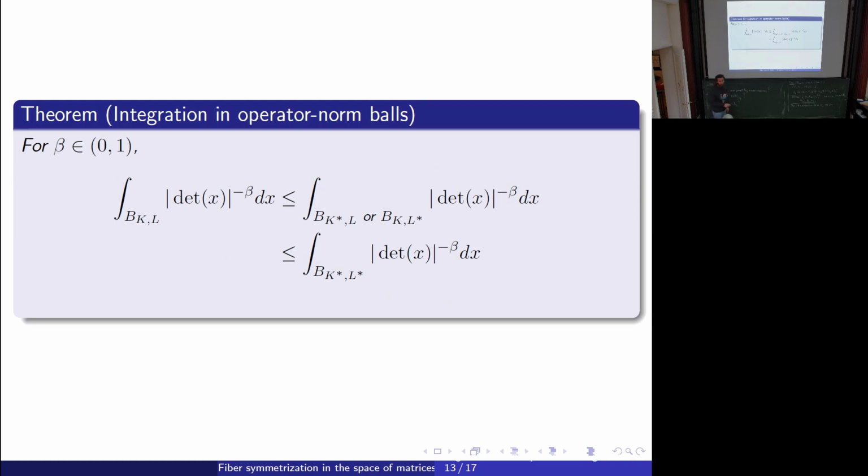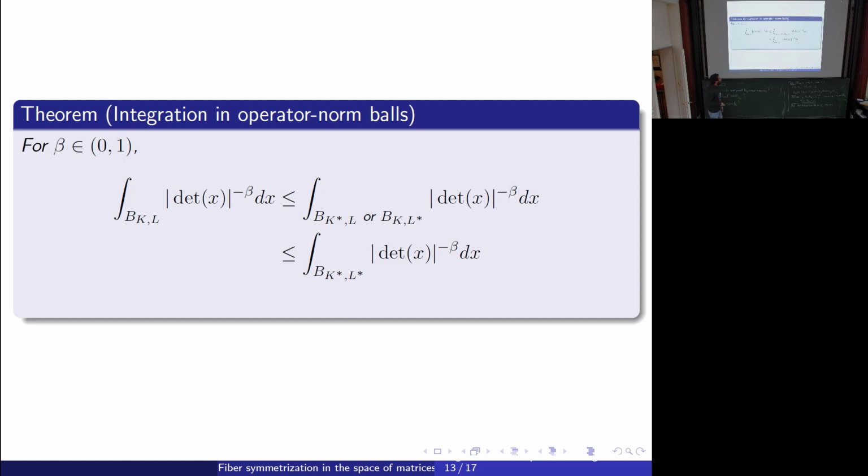You can do more. Instead of taking the volume, you can take the integral of any function which has good properties with respect to fiber symmetrization. These are called the Steiner concave functions. One example is the determinant to a negative power between -1 and 0. This integral will be maximized if you replace K and L with the balls of the same volume.